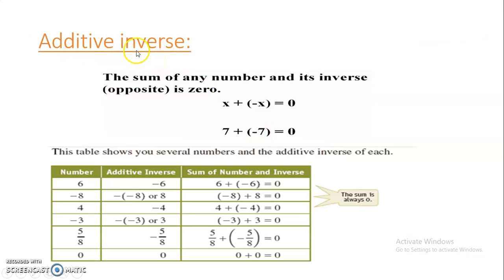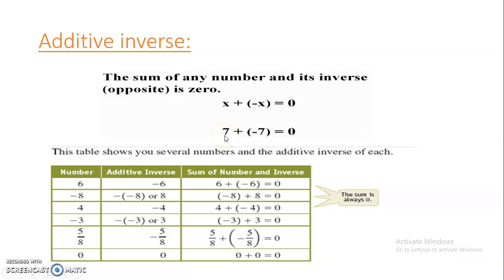The additive inverse property says that when you add a rational number with the opposite of itself, the sum is always 0. Or the sum of any number and its inverse or opposite is 0, like x plus minus x is 0. So when you add this x with the negative of the same number, the addition would be 0. Here we are adding the opposite numbers, which is always giving 0.